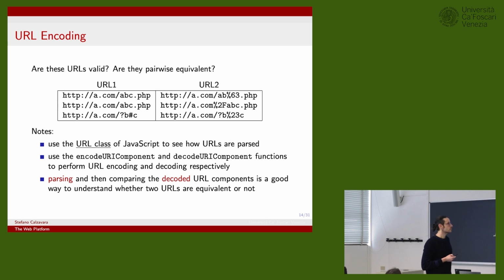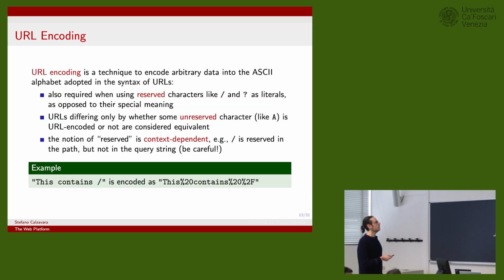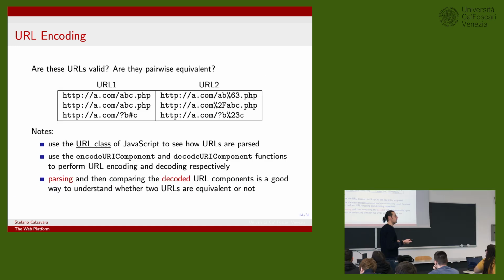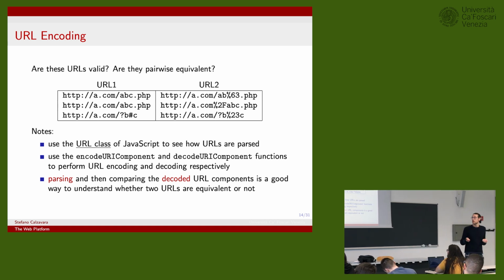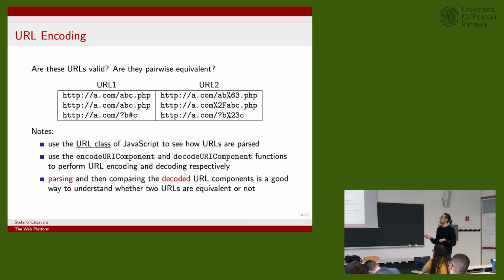They are equivalent. And the reason why they're equivalent is because the small c is an unreserved character. So it has no special meaning. As I said in the previous slide, URLs differing only by whether some unreserved character, like big A, is URL encoded or not are equivalent. So if you just URL encoded some character which does not need any encoding, because C has no special semantics, it's part of the ASCII alphabet, you don't need to encode it. If you encode it, it doesn't change the meaning. So the first two are equivalent.